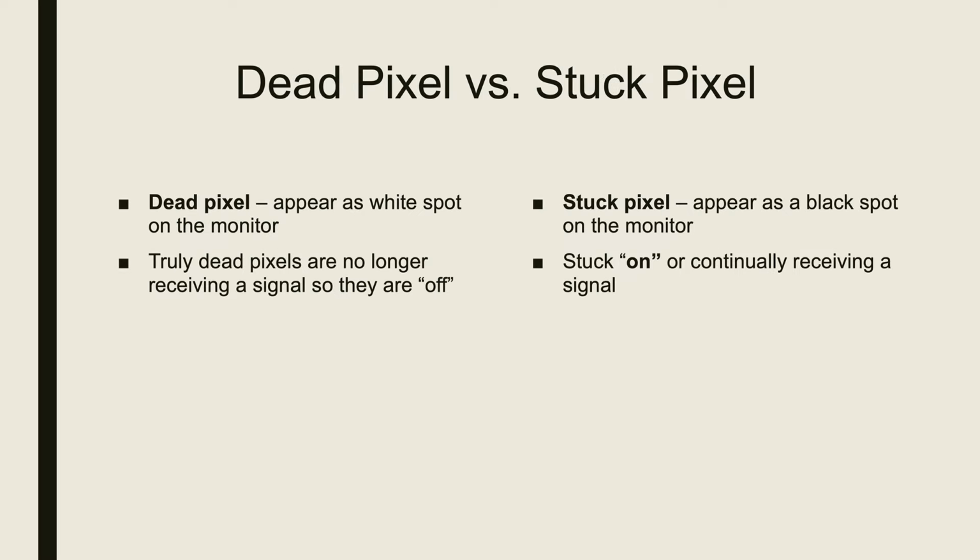We've talked a little bit about this before, a dead pixel versus a stuck pixel. This is just whether the signal is on or off. A dead pixel will appear as a white spot on the monitor, and a truly dead pixel means that it's no longer receiving a signal, so the signal is permanently off. A stuck pixel appears as a black spot on the monitor, because it's continually receiving the signal. So that's the difference between those two. But if you have too many dead pixels or stuck pixels, it's going to affect your image quality.